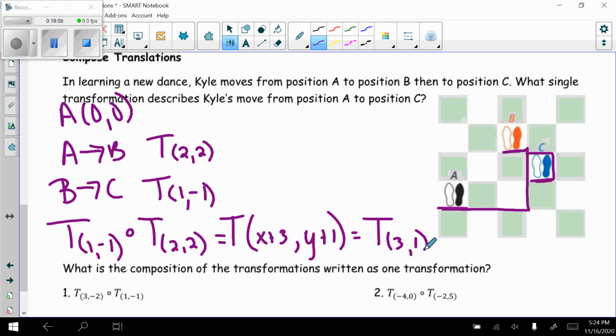So let's see if we are in fact correct. From A to get to C, I go right 1, 2, 3, up 1. That's what's represented right there.